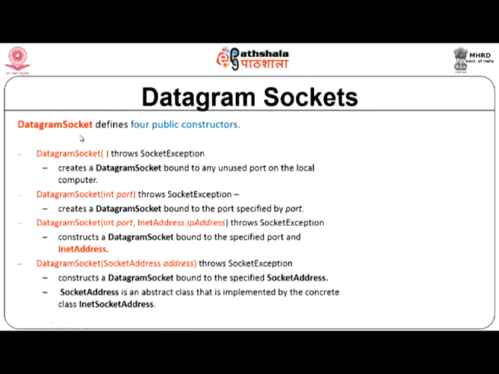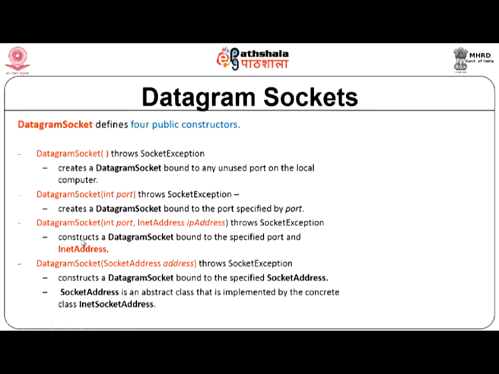This DatagramSocket class defines four public constructors, one which does not take any argument. This creates a datagram socket that is bound to any unused port on the local computer, and we have another constructor, DatagramSocket, which takes a port number. This would create a datagram socket bound to the port specified by the argument port number.